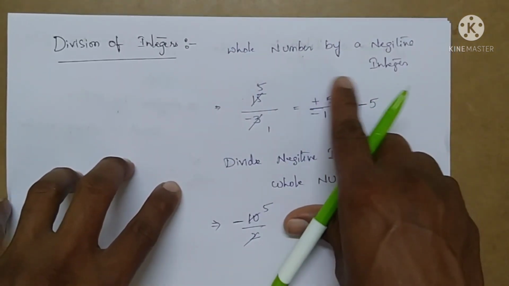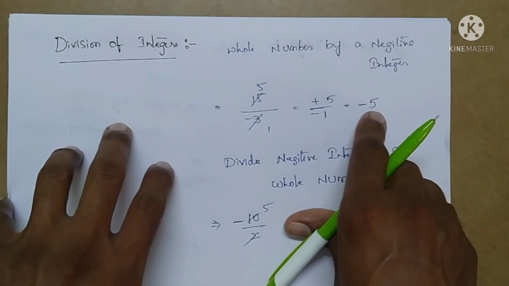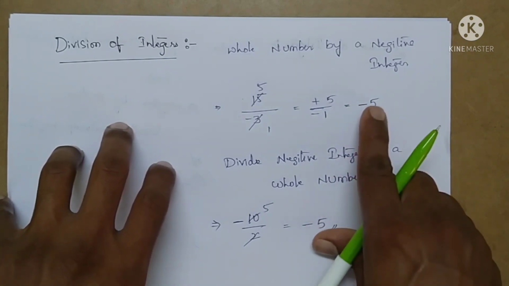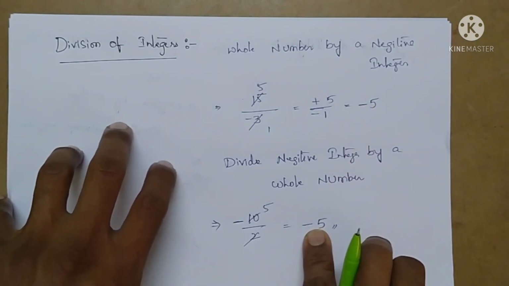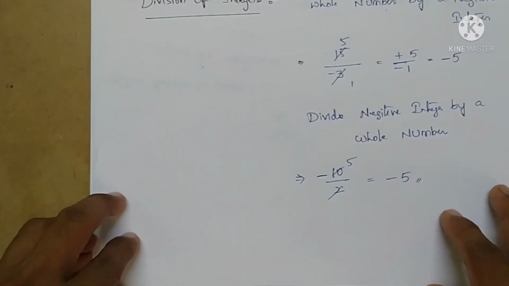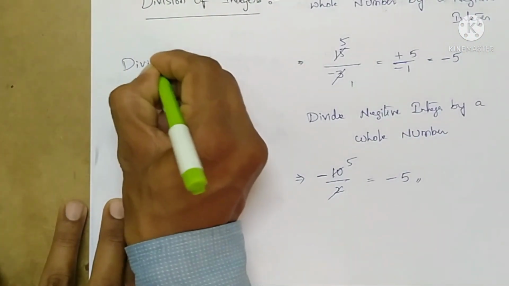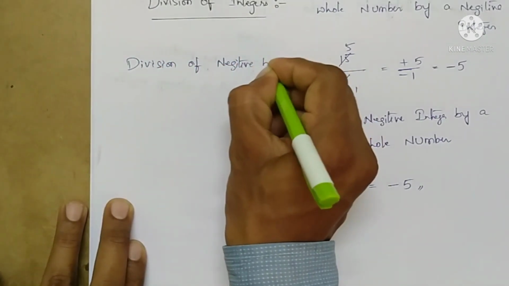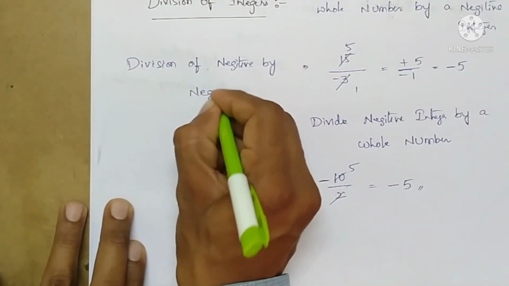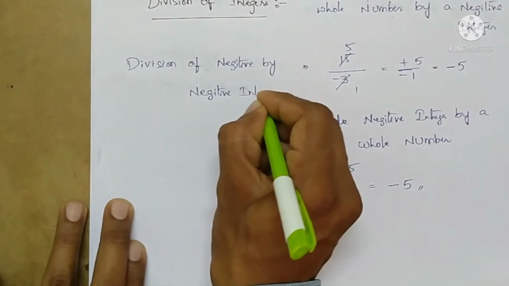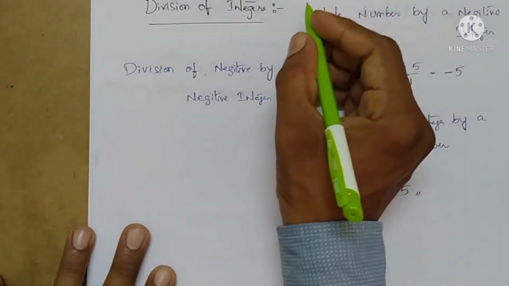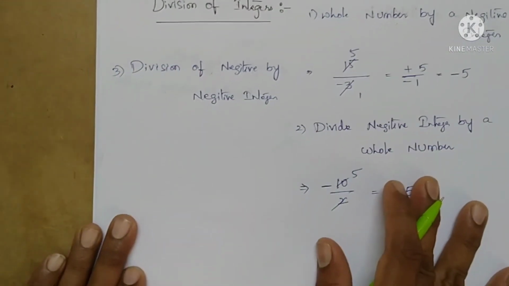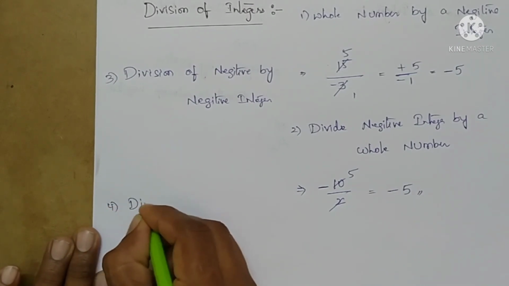Here also, whole number by a negative integer, the resultant is always a negative integer. We always give a negative sign for the quotient. Okay, right. So what about division of negative by negative integer? So this is the first case, this is the second case, this is the third case.